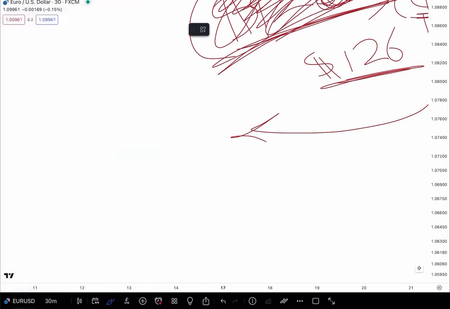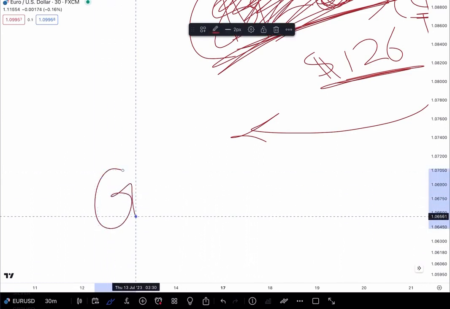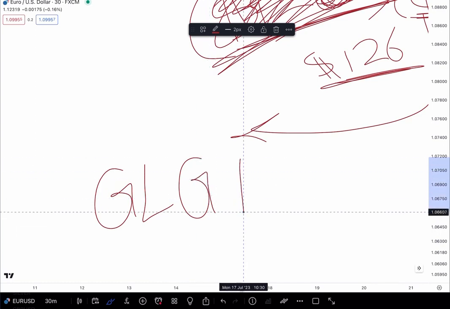Backtest, forward test, find your own model, trust your own model through my information, and good luck and good trading.